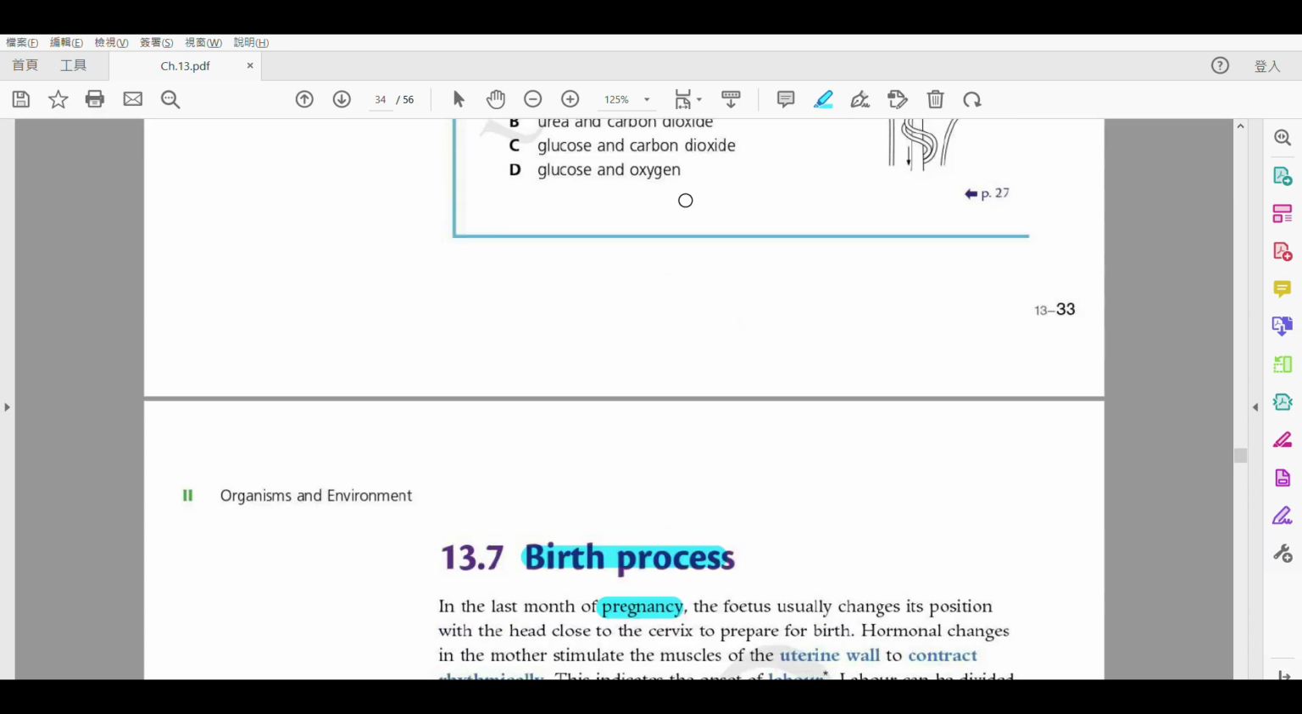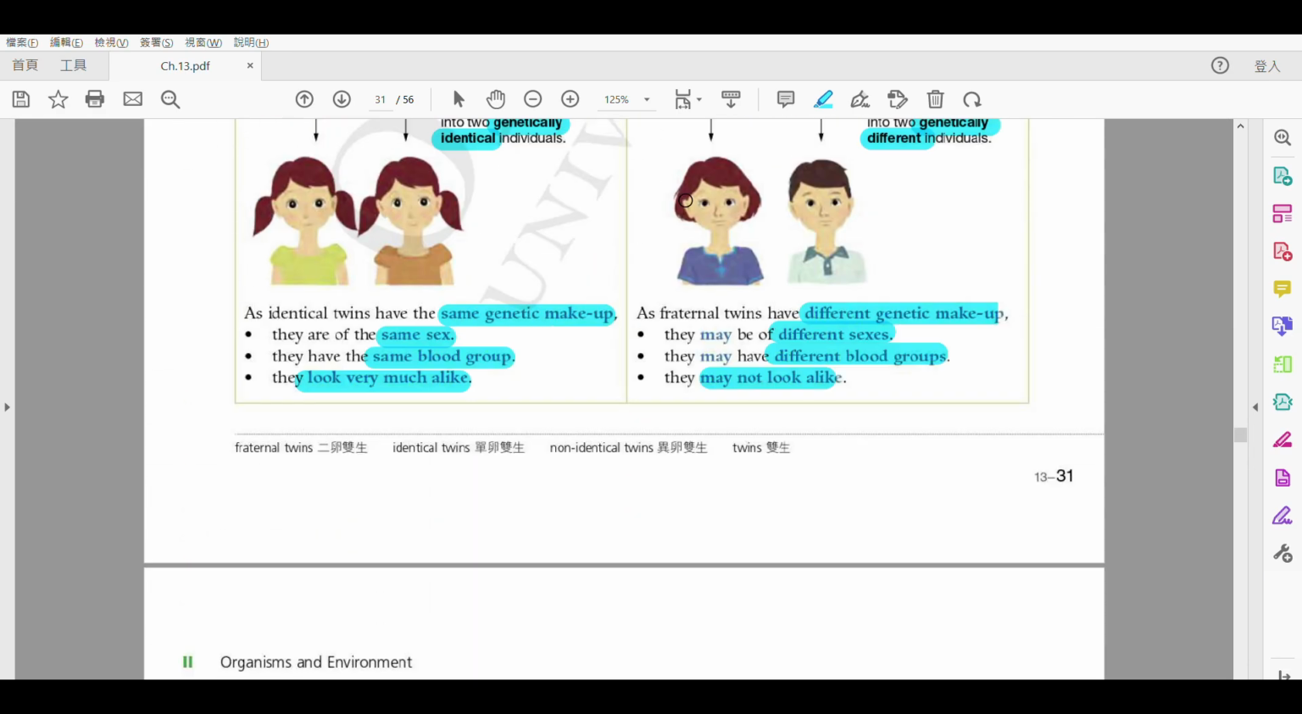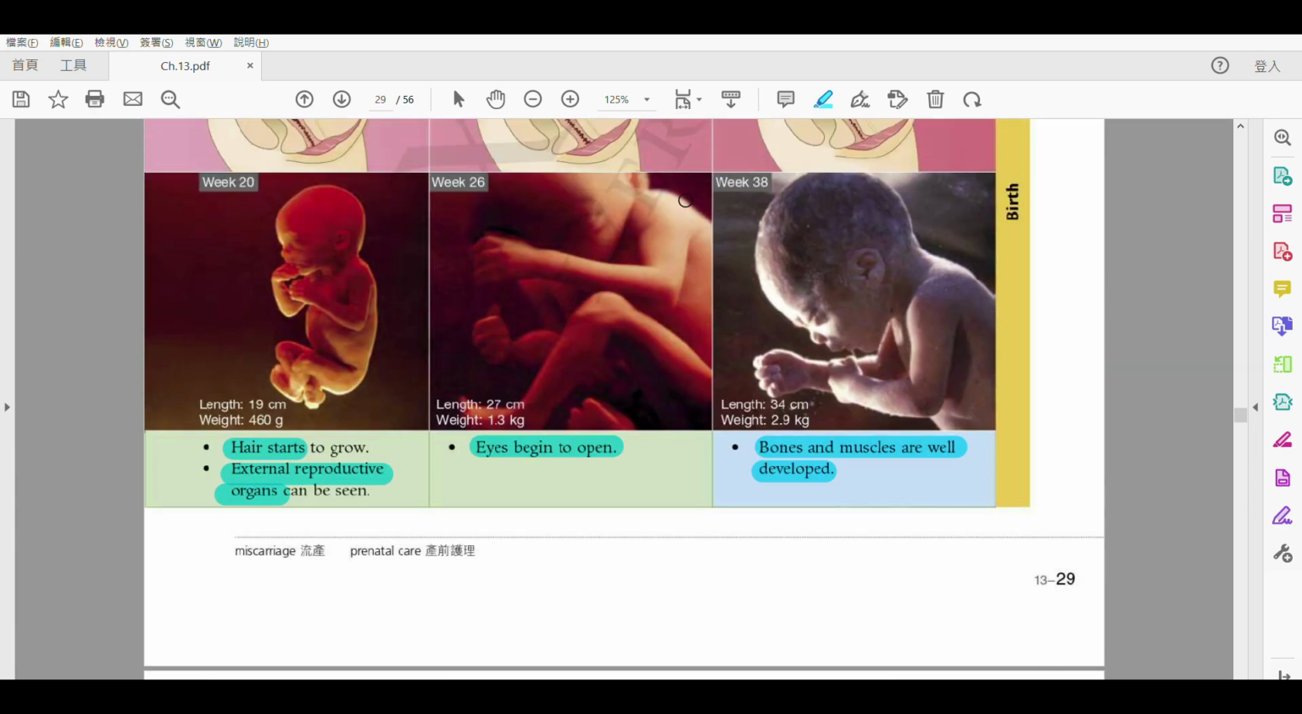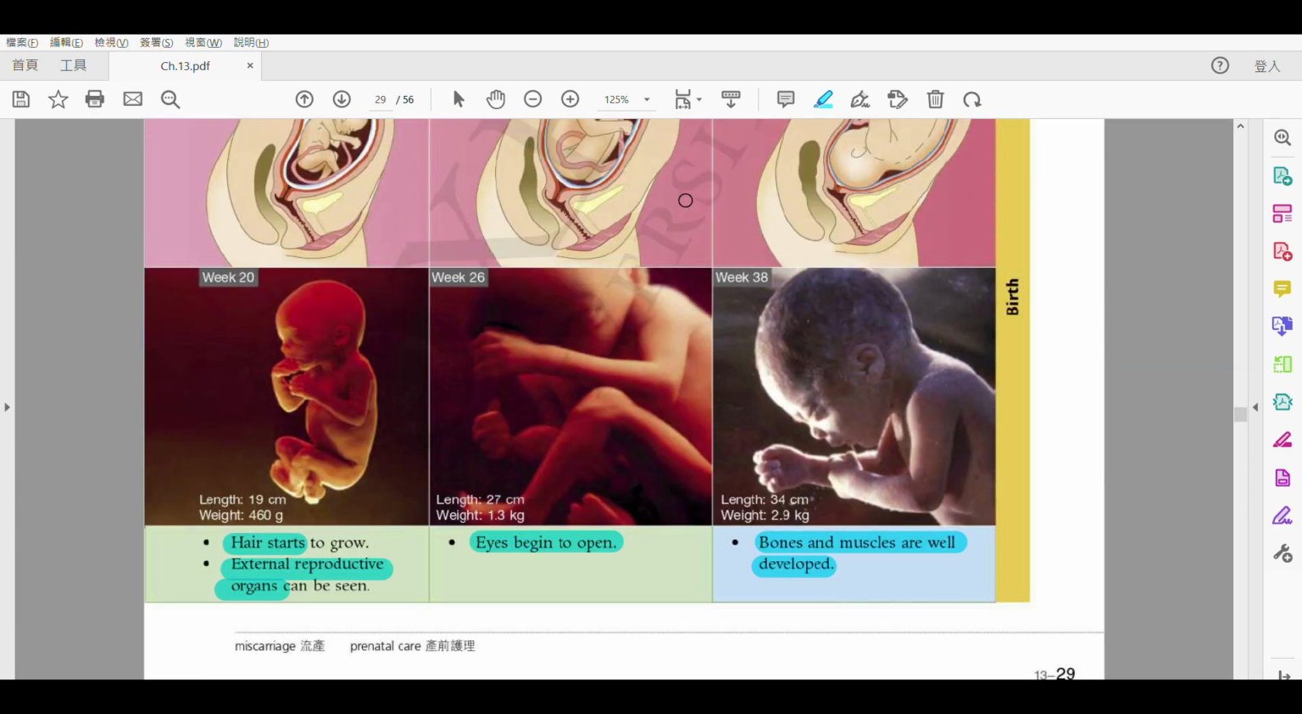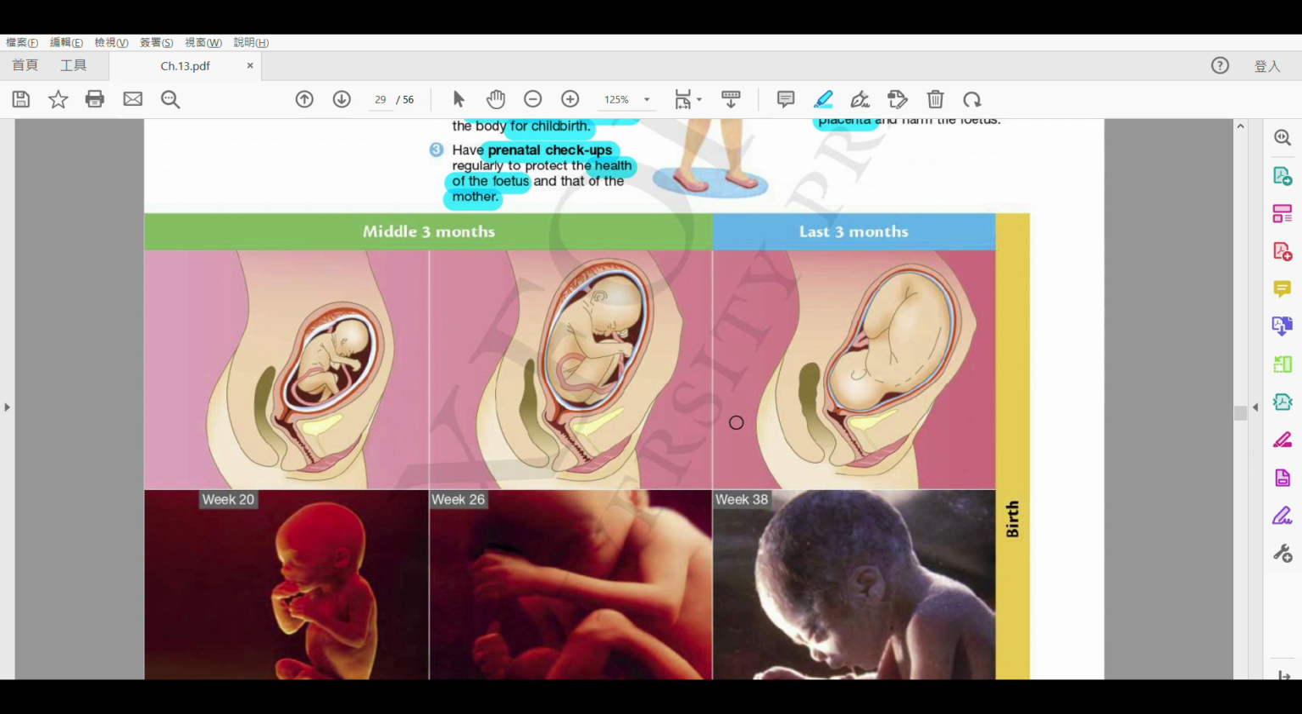Gradually, when you look at this diagram, you can see that the baby is also changing. Normally, the baby's head will be facing this way. But when it is about time for the mother to give birth, it will start facing downwards. And as you can see, this whole area will be the uterus, and then this is the vagina, okay?